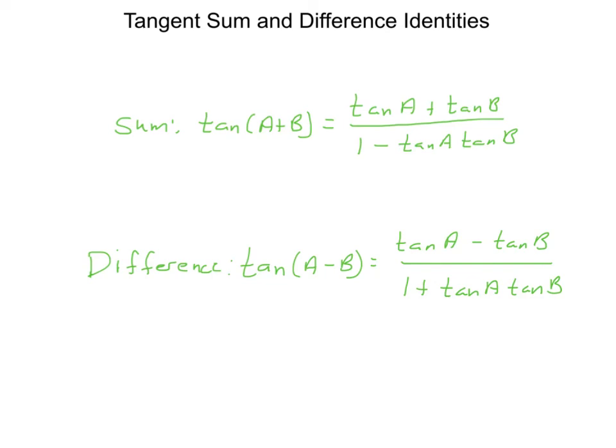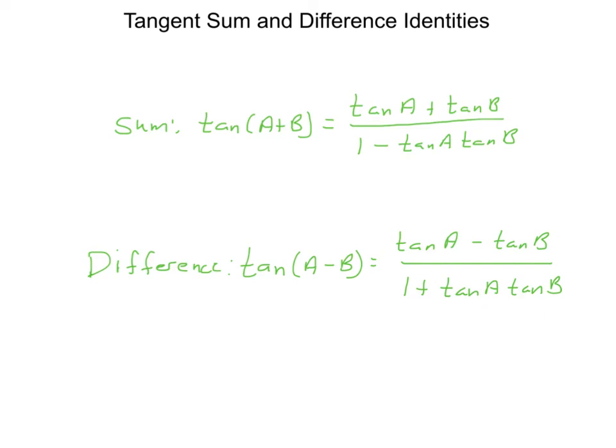As with the cosine and sine sum and difference formulas, the proofs for the tangent sum and difference formulas are in the book, so we can take a look at that in class, or you can look in your book right now. The tangent sum identity: tangent of a plus b is tan a plus tan b over 1 minus tangent a tangent b. And the tangent difference formula: tangent of a minus b is equal to tangent of a minus tangent of b over 1 plus tan a tan b.